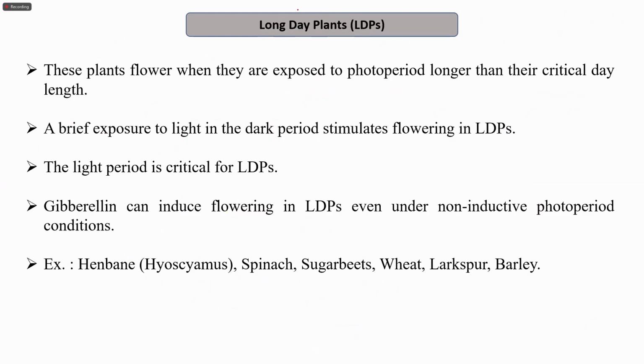Next is long day plants. So long day plants will be short night plants. These plants flower when they are exposed to a photoperiod longer than their critical day length. For example, as I mentioned, let's say critical day length is 14 hours. So these will flower only when they have light exposure of more than 14 hours.